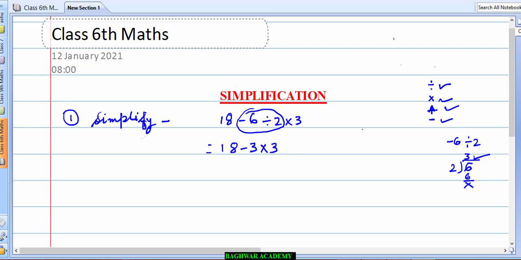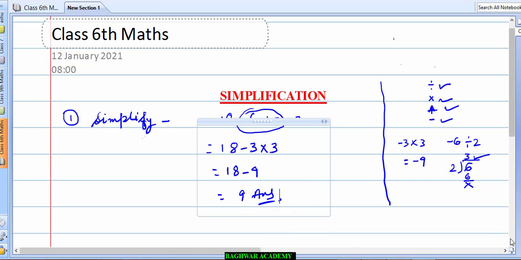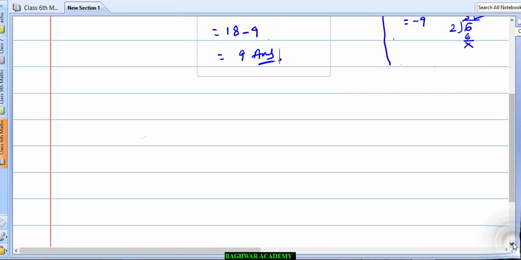So when you are multiplying minus 3 and 3, what you will get? You will get minus 9. So here you will write 18 minus 9. And finally 18 minus 9 is equal to 9, and this is your answer. So this was your first example. I hope you understood. Next example was what?